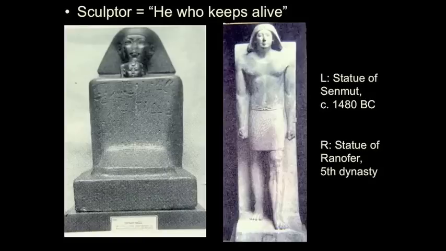It has to do with the notion of preserving a vessel that the spirit can reanimate. In fact, the word sculptor in Egyptian means he who keeps alive. So here we see our statue that we looked at before from 1480 BC, and here we see a 5th dynasty statue of Ranifer. Let's say that's about 2500 BC. But they're more or less the same.